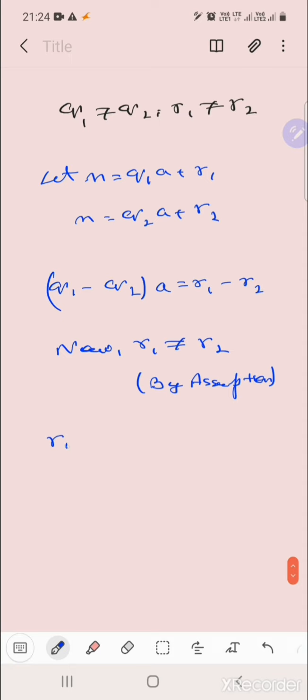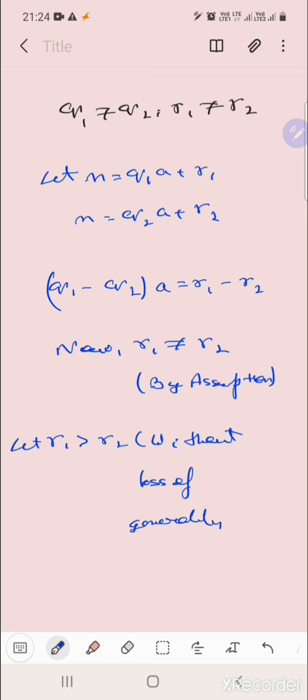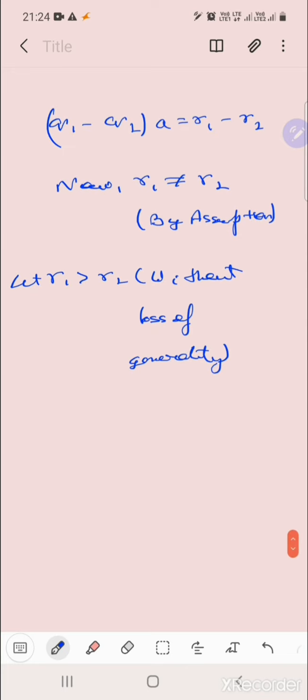So let r1 be greater than r2 without loss of generality. Without loss of generality actually means that if you would have considered r2 greater than r1, it would cause no effect in the mathematics. So from here we can say that a divides r1 minus r2.